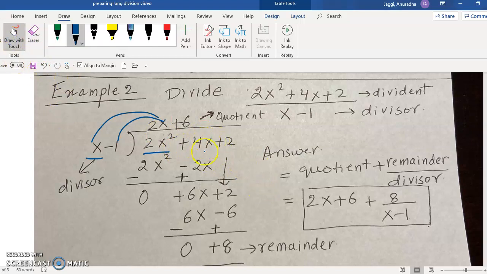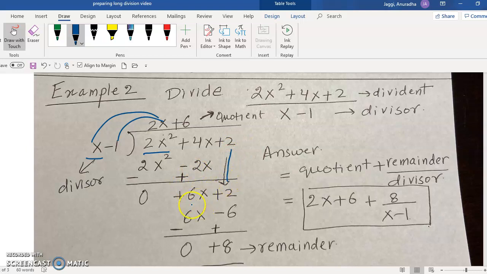Okay, so the x term goes under the x term. Once again, you're going to subtract. So 2x square, and change the sign. It is positive, it becomes a negative. This was a negative because you multiplied 2x with negative 1. So this was a negative 2x. Now it becomes a positive, right? So 2x square minus 2x square becomes a 0. 4x now plus 2x becomes a 6x. And you take the 2 down.